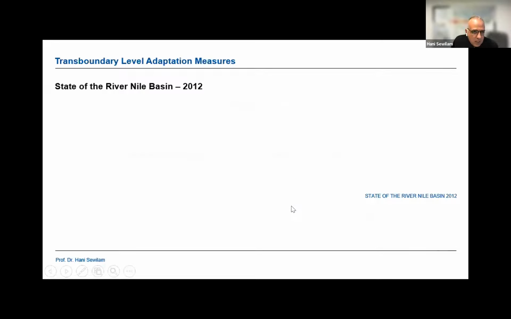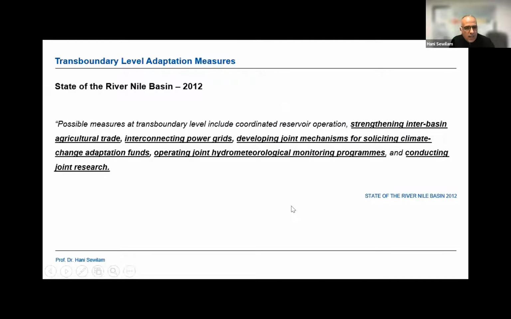So they have to think together about what will happen with the energy trade between the three countries, especially under the conditions of climate change. So the NBI, or the Nile Basin Initiative, I quoted here the text from one of the reports, speaking about strengthening the interrelationship or the cooperation in terms of agriculture trade, hydropower, developing joint mechanisms for climate change mitigation and adaptation, research collaboration, monitoring programs together for climate change and meteorological data. So all of these are proposed nice types of collaborations.